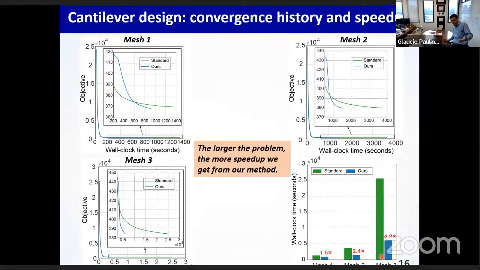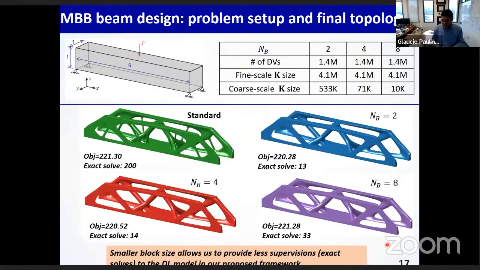And for example, here for our mesh 3 the highest speed up is around 4 or so for this problem. That is still relatively small.